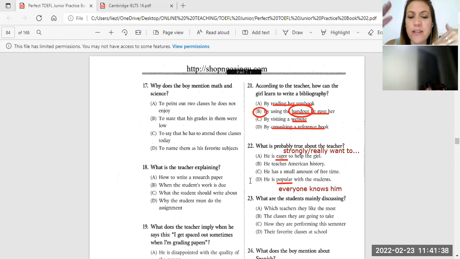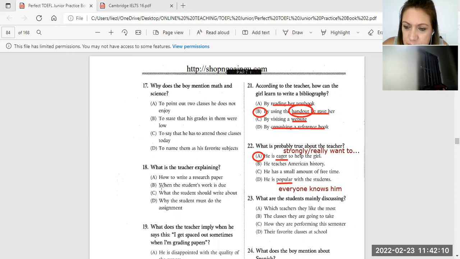Now, what we have heard in the conversation, he said to her, come and have a seat. How may I help you? So he really wanted to help her and he spoke to her very nicely. Okay, good. Let's read number 23. What are the students mainly discussing? Okay, now this is a new conversation. Let's listen to the new conversation now.